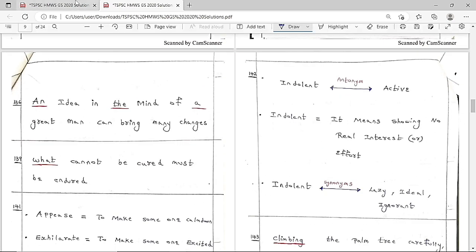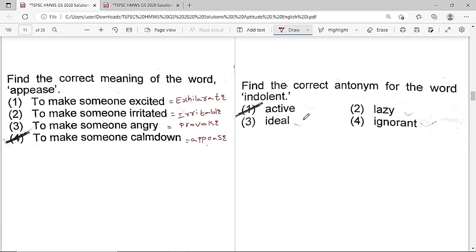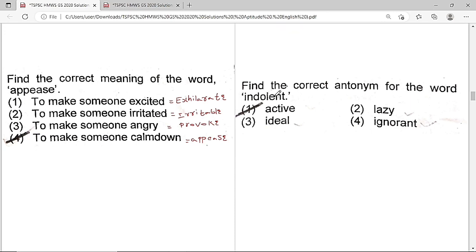So now we will discuss another question. The next question is: find the correct antonym for the word indolent. They are asking for the antonym, meaning the opposite word. Option A active, option B lazy, option C ideal, option D indolent. Out of these, active is the correct antonym for indolent.